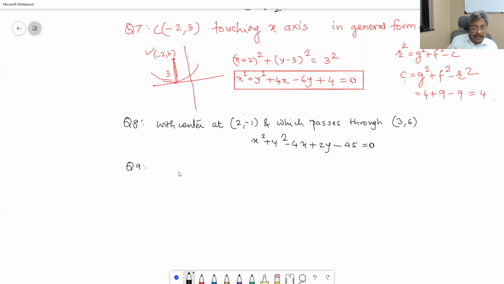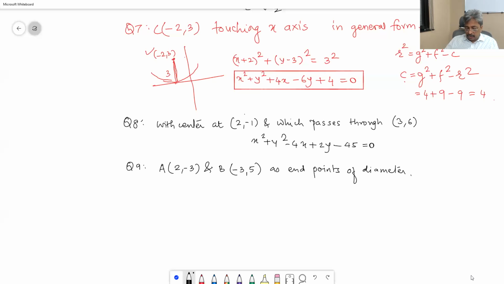Find the equation of the circle with A (2, -3) and B (-3, 5) as endpoints of the diameter. AB is the diameter of the circle. Find the equation of the circle. Let us do it. We can do it in two ways, but at the moment we can do it in only one way.